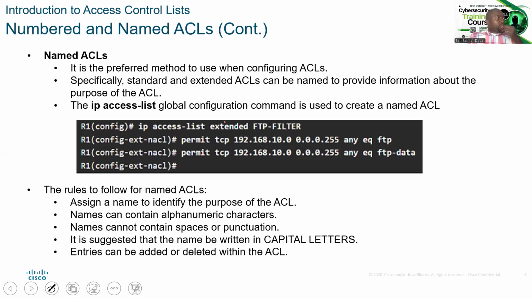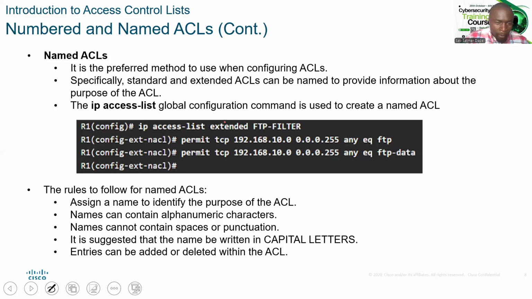Now, when we say named access list, what do we mean? Like the other one, you want to configure the access list. You say access list, then you give the number: access list 10, access list 15, access list 20, access list 200. You are using a numbered access list. But in the named one, you don't use a number. You write a name to explain what you are using.